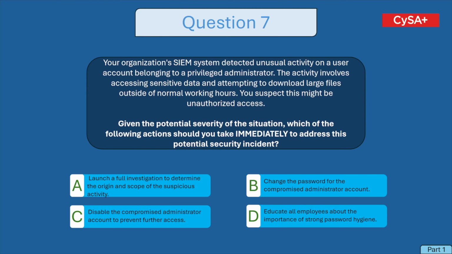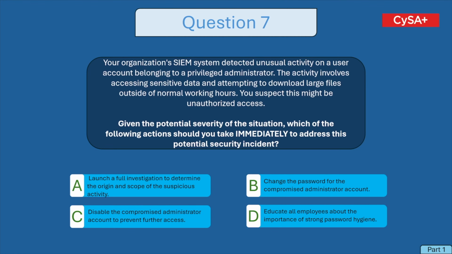All right. So realistically, you would launch an investigation. But the question is, which actions would you take immediately to address this potential security incident? Out of all of these, I'm going to go with C, and that is to disable the compromised administrator account to prevent further access.